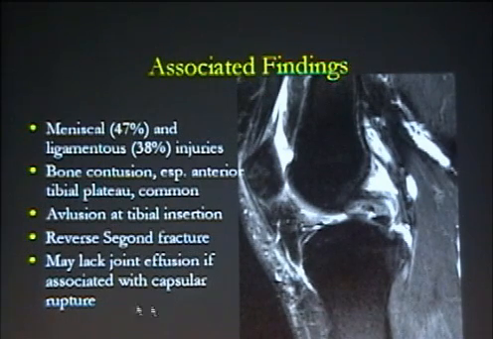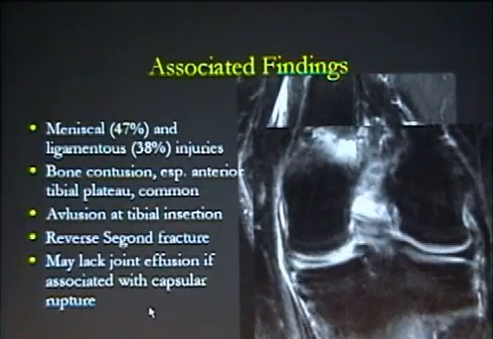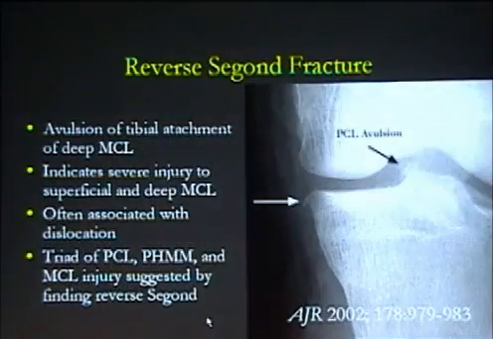And remember that if there is associated capsular rupture with a PCL injury or with any ligamentous injury, ACL injury, PCL injury, you may not have a joint effusion, because if the capsule is ruptured, all the fluid may leak out, and you may not have a joint effusion. A typical appearance of PCL injury.